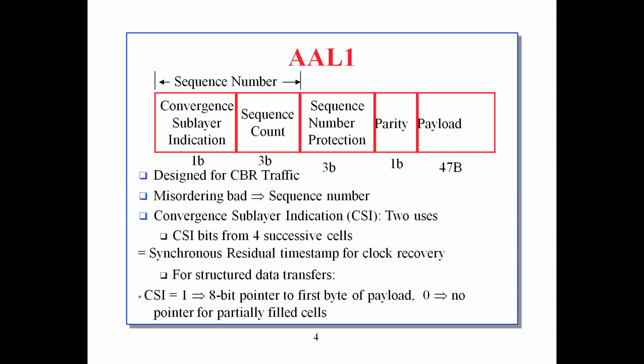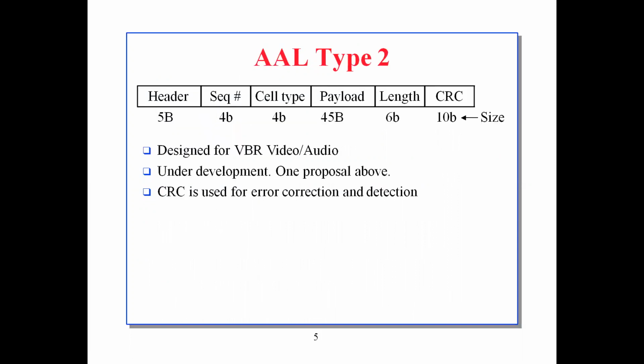Next is AAL2. AAL2 is designed for variable bit rate for video and audio purposes. Here, the payload is of 48 bytes. The header is of 5 bytes. AAL2 was originally meant to support a variable data rate bit stream, but it has been redesigned. It is now used for low bit rate traffic and short frame traffic such as audio and video.